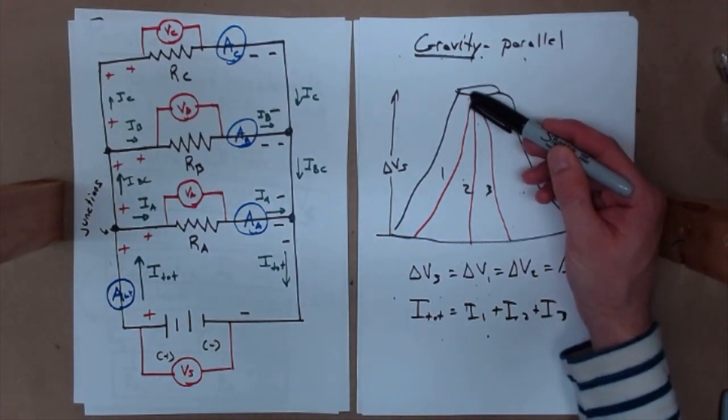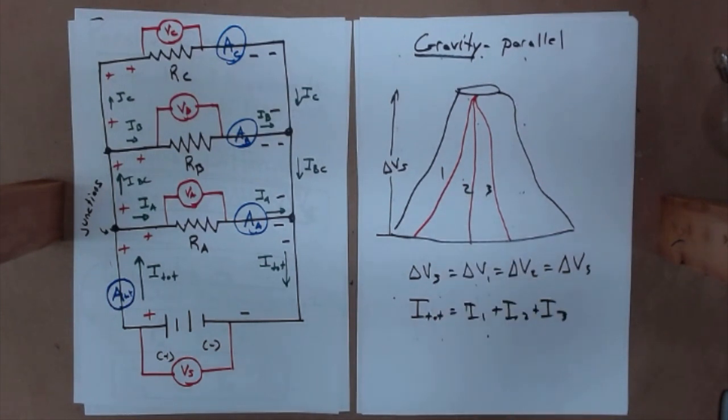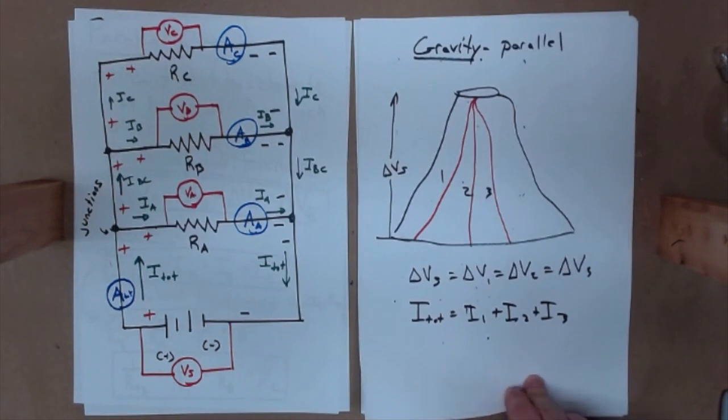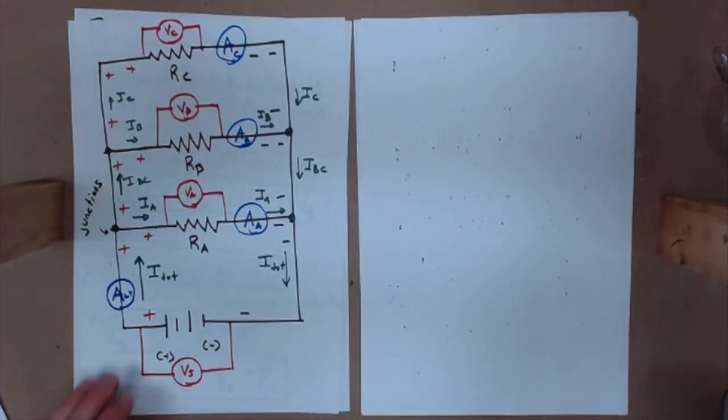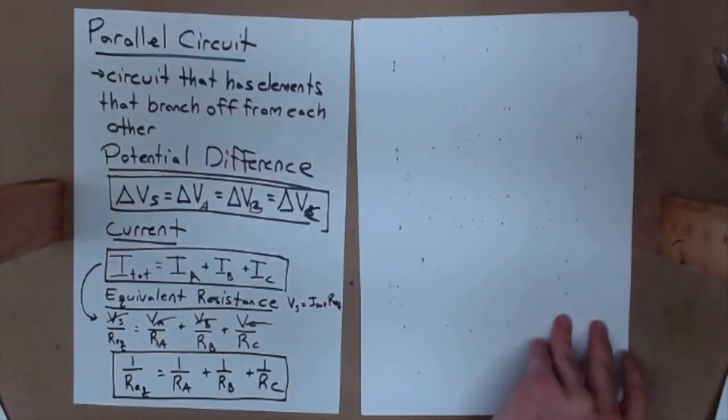The sum of all of it is equal to the current in each individual path. And so the total current is the sum of I1 plus I2 plus I3. That's how I view parallel circuits, because it's very abstract, and so we need to have an analogy in order to understand what's really going on there. Okay, now that we have that, let's go ahead and work on an example.